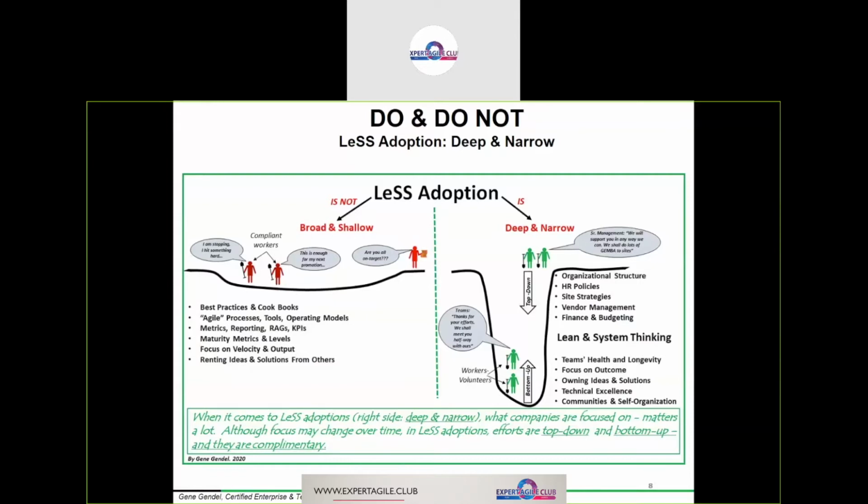We oftentimes see less experienced folks, coaches, they call themselves coaches, and other agile evangelists, entrepreneurs, enthusiasts. There are many words out there that describe them.